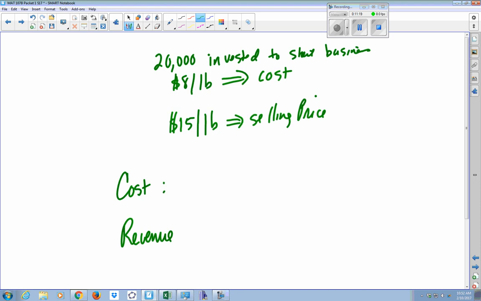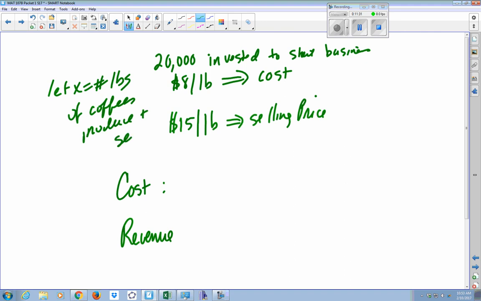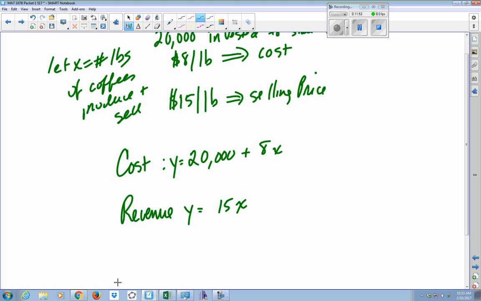Okay. So the cost, if I let X be the number of pounds of coffee I produce and sell, then my cost would be my initial cost plus the cost for producing each pound of coffee. At the same time, I would be bringing in $15 per pound times the same number of pounds that I'm selling, and that would be my revenue.